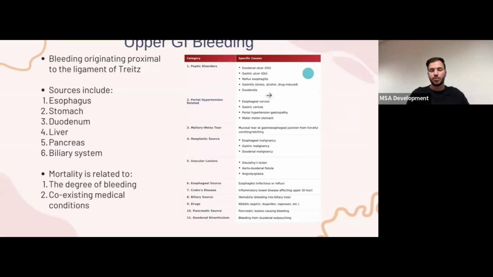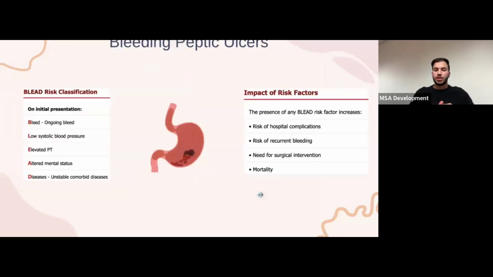Here are some causes of upper GI bleeding, and the most common cause is peptic ulcer disease. Now, for bleeding peptic ulcers, prognosis is determined by the BLEED classification. So what do we mean by BLEED? B stands for ongoing bleeding, L for low systolic blood pressure, E for elevated PT, A for altered mental status, and D for any comorbidities or diseases.